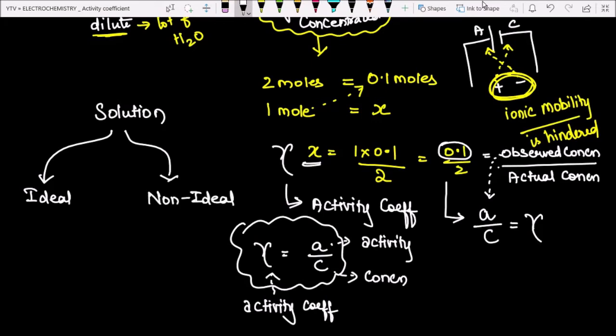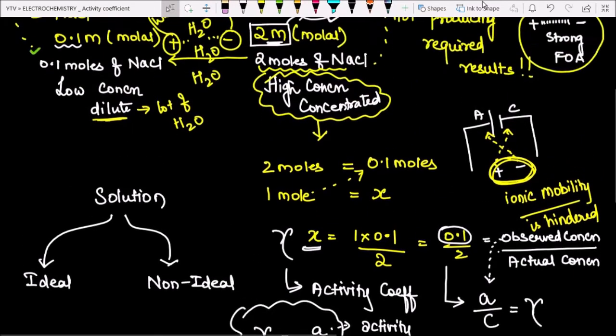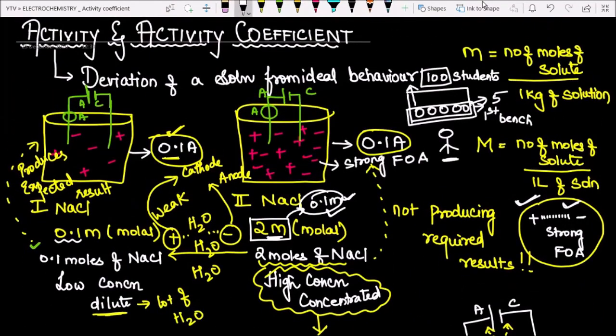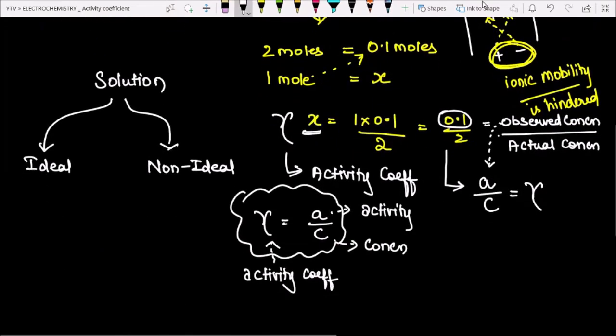Now the first scenario that we took is an example of ideal solution. Why? Because whatever is expected is produced over here. 0.1 mole is producing 0.1 ampere, which means whatever I required, I got it. Here I have 2 molal, but it is producing only 0.1 ampere. So in the first case, whatever is expected is produced, so I can call it ideal.